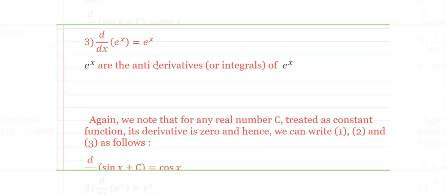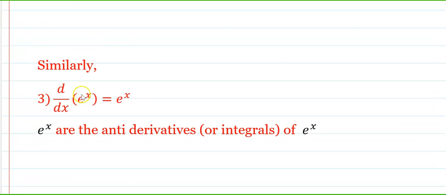Now the next example, similarly here, the derivative of e raised to x is e raised to x, and hence the integral of e raised to x is e raised to x. Again I ask the question, which is the function whose derivative is e raised to x? That is nothing but e raised to x. And therefore, e raised to x is again the antiderivative of e raised to x.